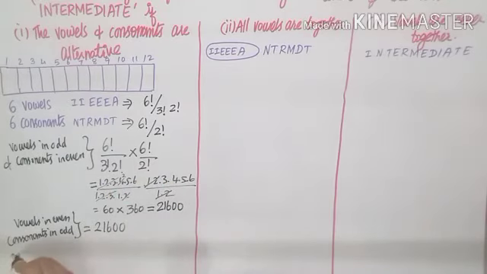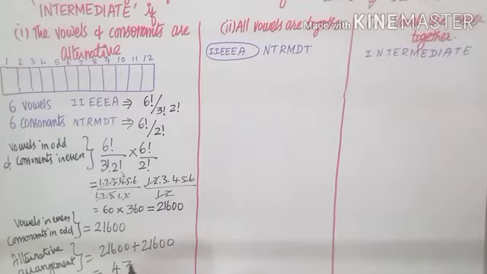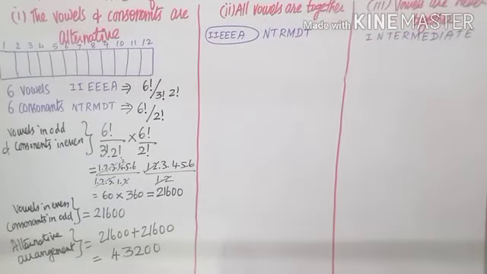Total. So alternative arrangement. We have to add both. 21600 plus 21600, we get 43,200, and this many ways we can arrange.